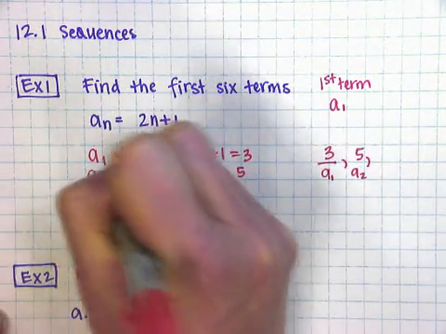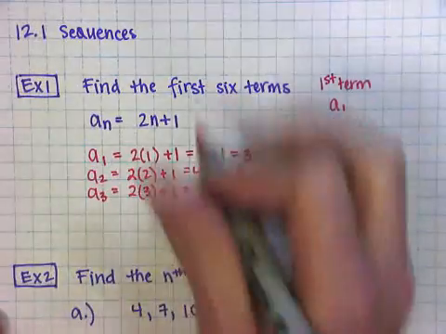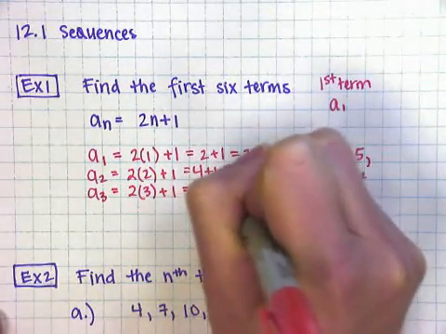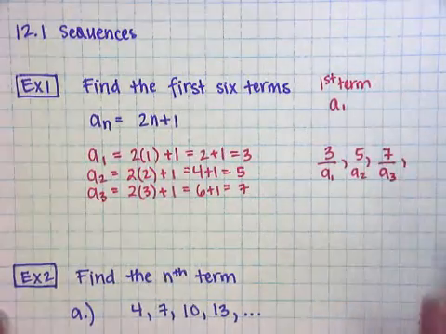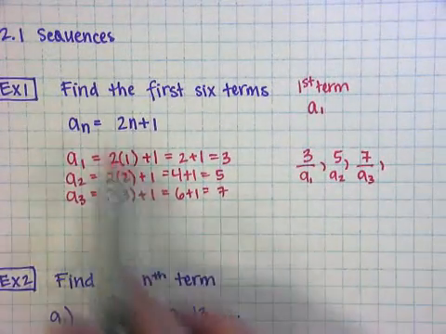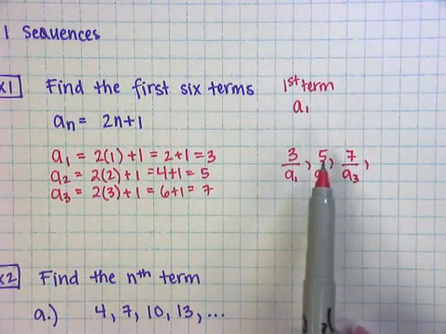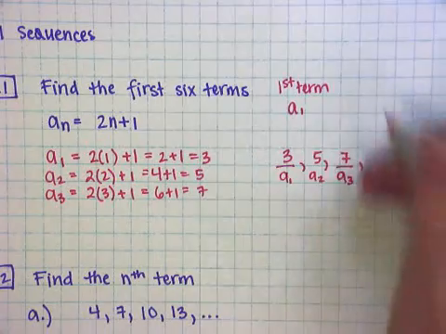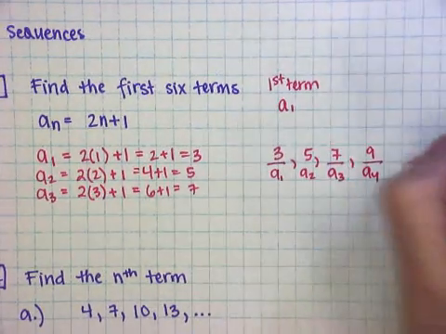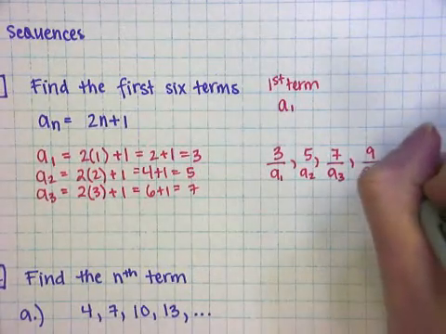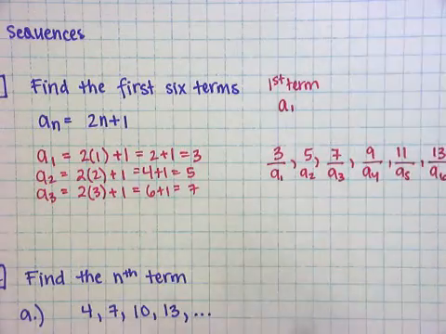And then a sub 3, 2 times 3 plus 1. 2 times 3 is 6, plus 1 is 7. So a sub 3 is 7. And now, because we're following a pattern here, we're following a rule, you might notice that every time I go up, I'm going up by 2. And so I would expect that a sub 4 would be 9 because I'm going up by 2 each time. And a sub 5 would be 11. And a sub 6, my 6th term, would be 13.